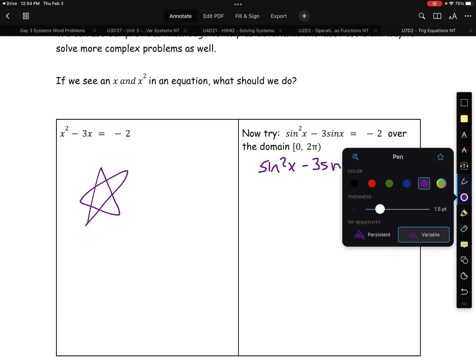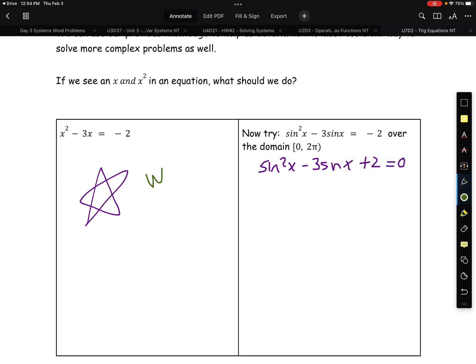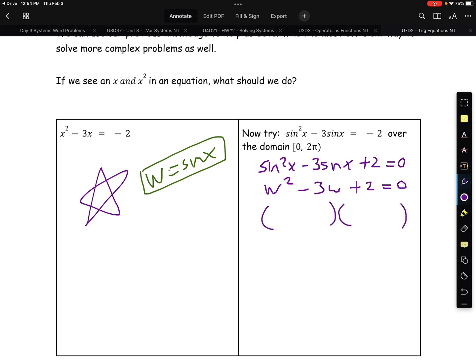One thing I like to do to help make my life easier is I write something like w equals sine x. By doing this, I help clear out the clutter. w squared minus 3w plus 2 equals 0. Right? Sum product factoring. (w minus 2)(w minus 1). So w equals 2 and w equals 1.